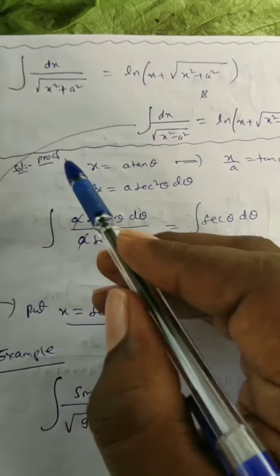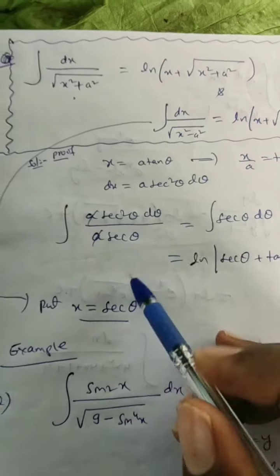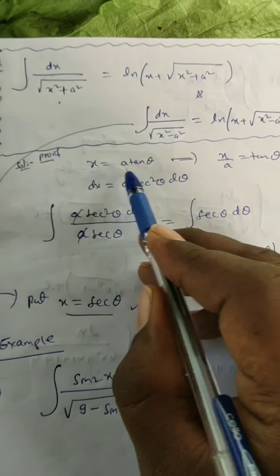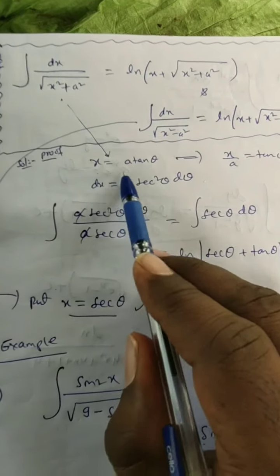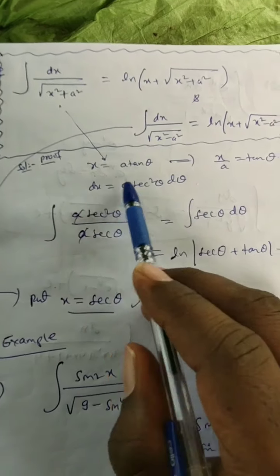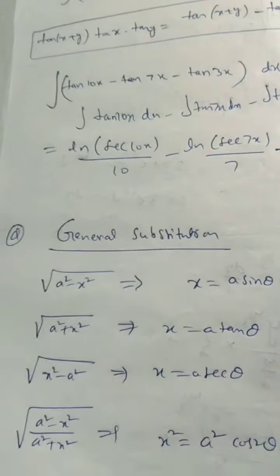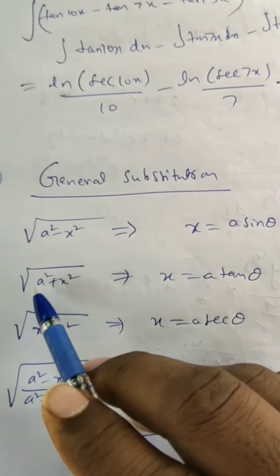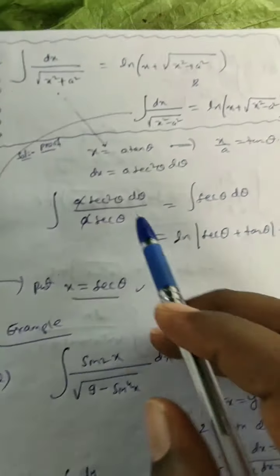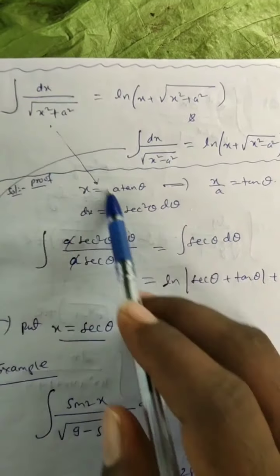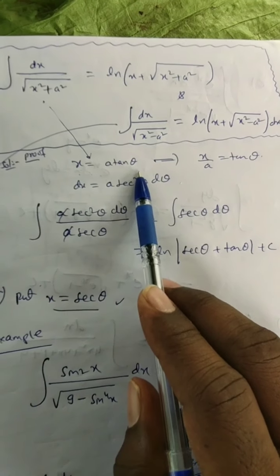Now how do we prove this? For the first one, I am proving it here. Let us consider x equal to a tan theta. The reason is what? See here, under root of a square plus x square, I can use x equal to a tan theta. So that's what I am using here.